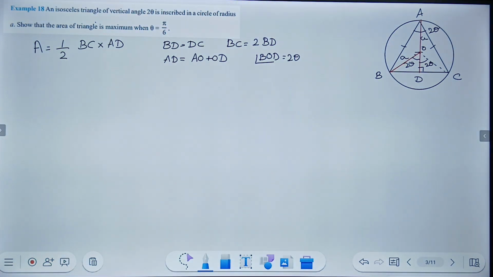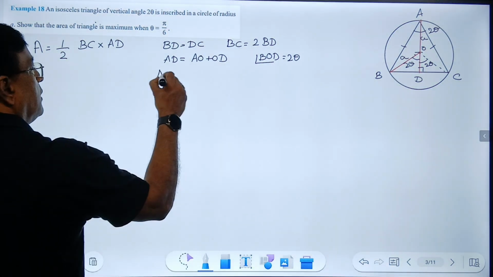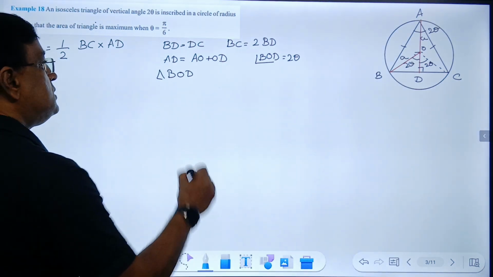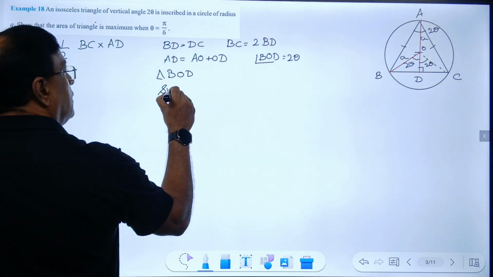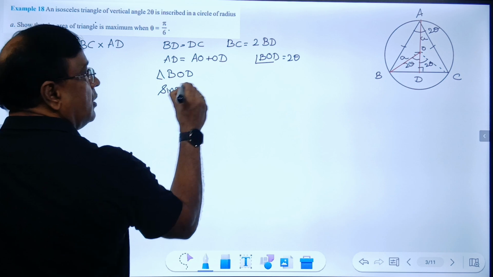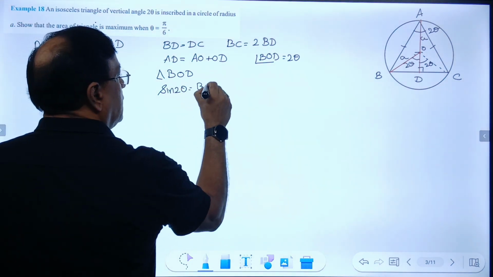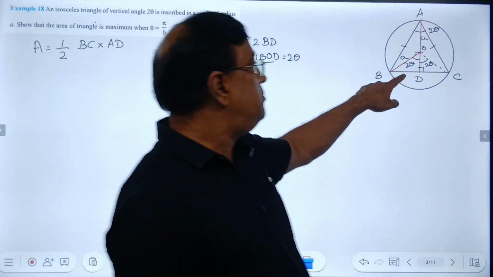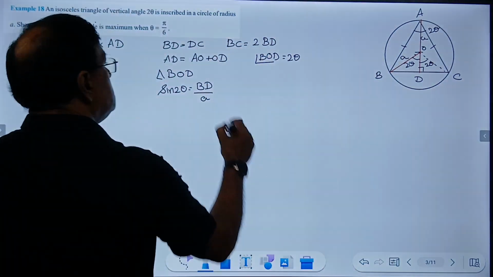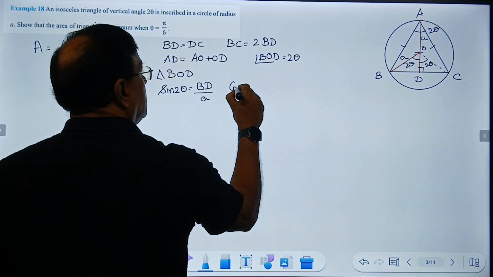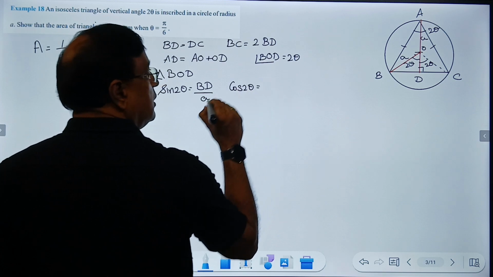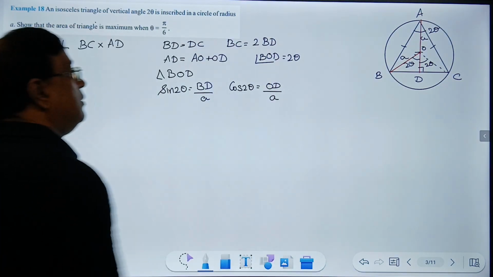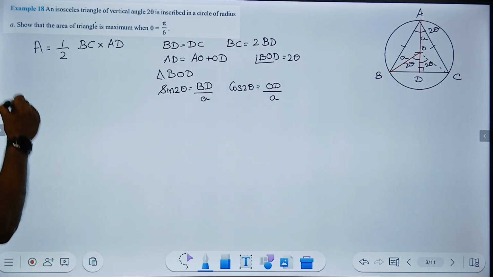Okay. Now look at triangle BOD. What is sine 2 theta? Sine 2 theta will be BD by A. Opposite by hypotenuse. Similarly, what is cos 2 theta? Cos 2 theta will be OD by A. Correct? So now let's go to this.